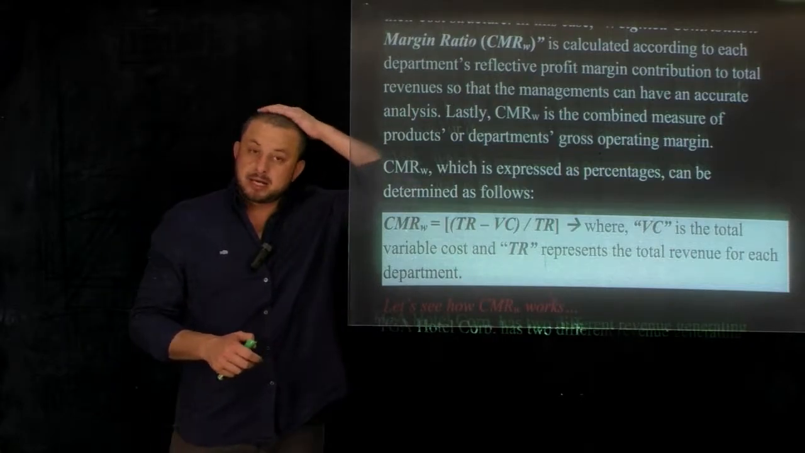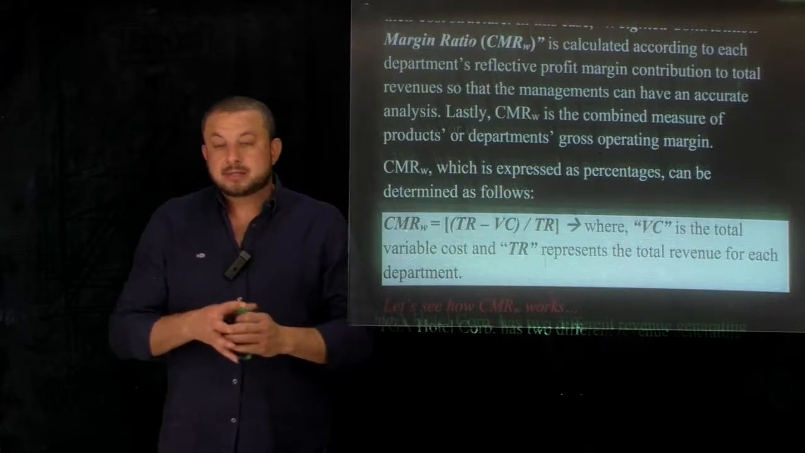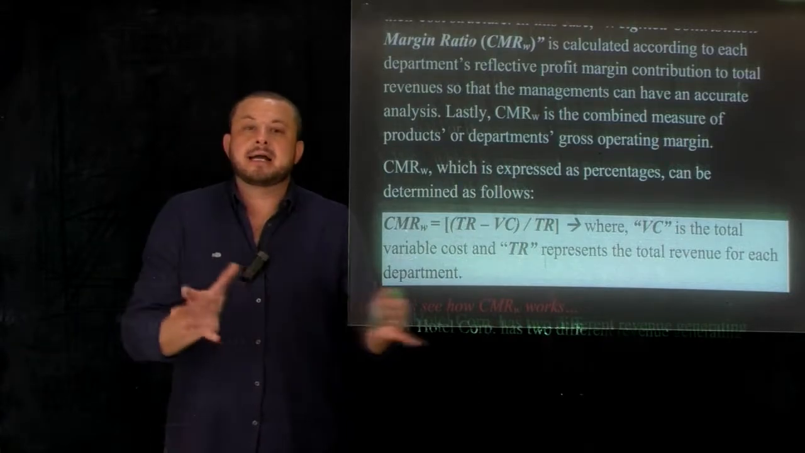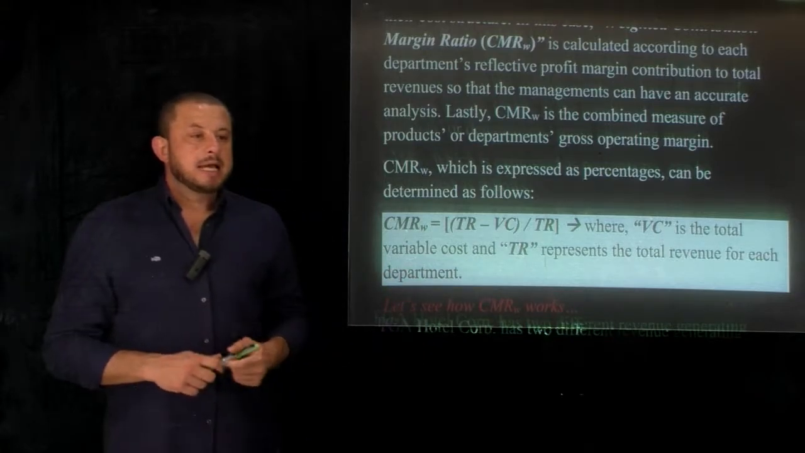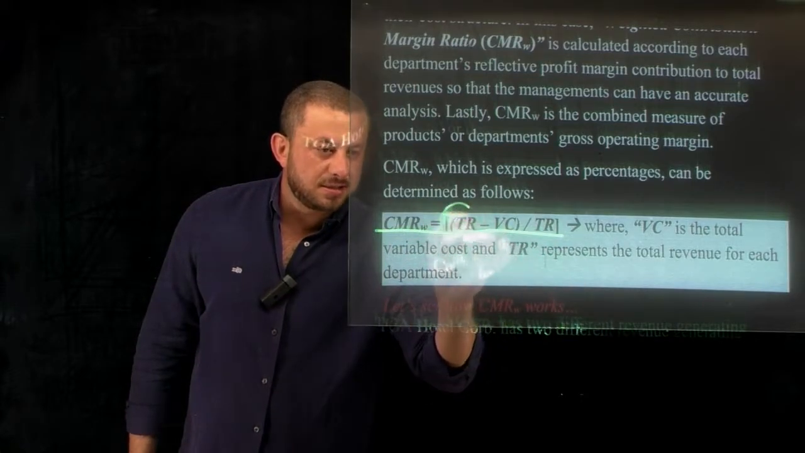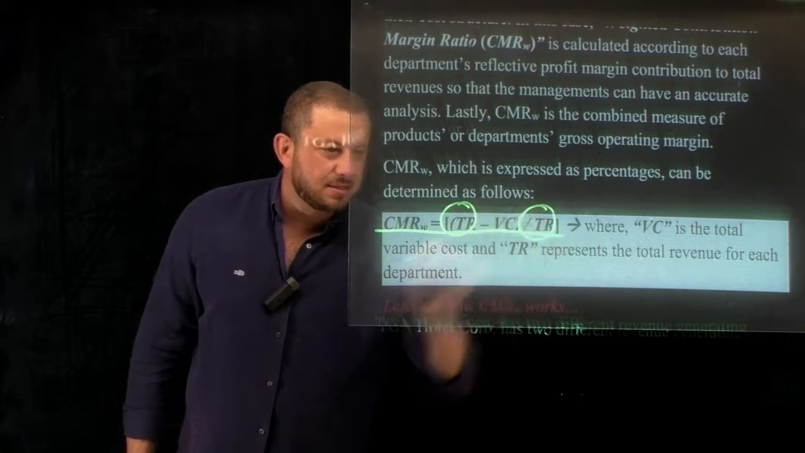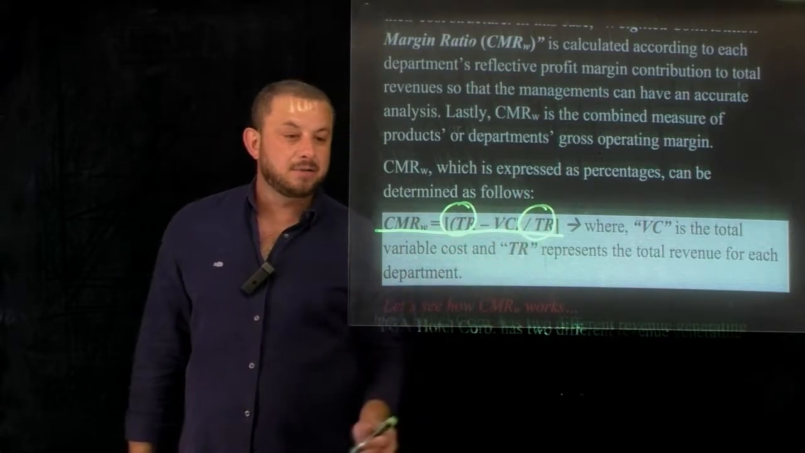By combining them together, you will then do the simulations at a combined level with all the individual departments, guys, okay? So CMRW is equal to TR minus VC over TR. This TR is exactly the same as this TR. TR, total revenue, minus VC over TR, okay?